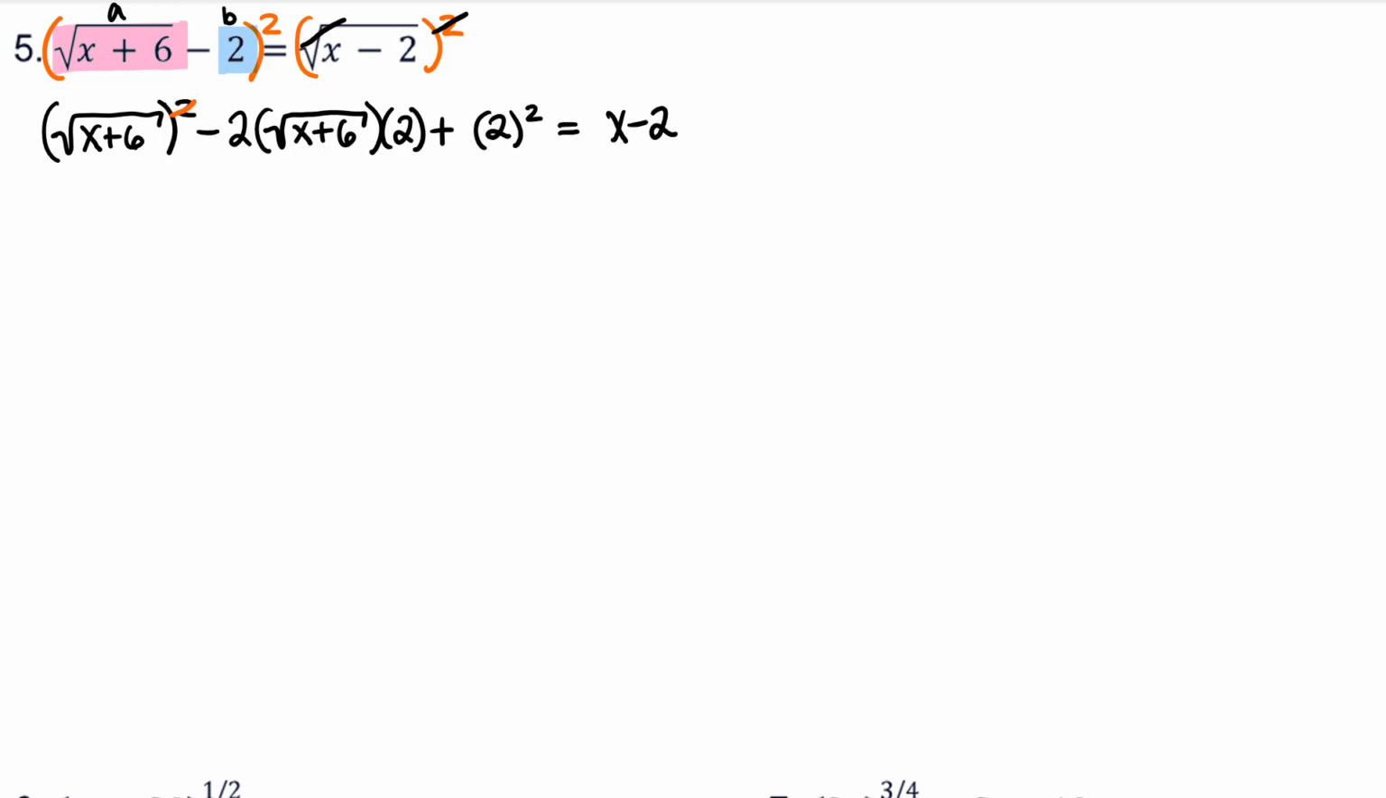Let's simplify. Multiply the non-roots. We still have a radical equation, but this time we only have one radical. So go ahead and isolate this one radical and then square both sides again.